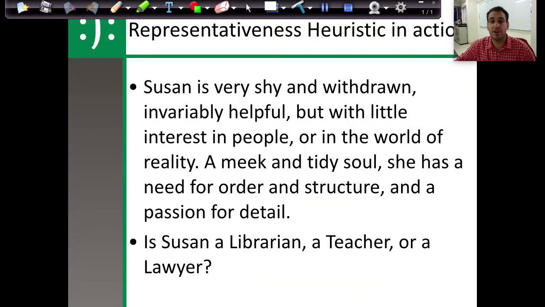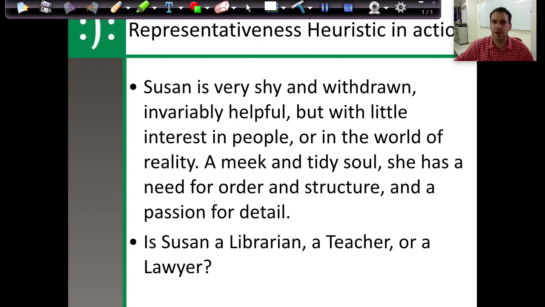So a little example here. Susan is very shy and withdrawn, invariably helpful, but with little interest in people or in the world of reality. A meek and tidy soul, she has a need for order and structure and a passion for detail. Is Susan a librarian, a teacher, or a lawyer?